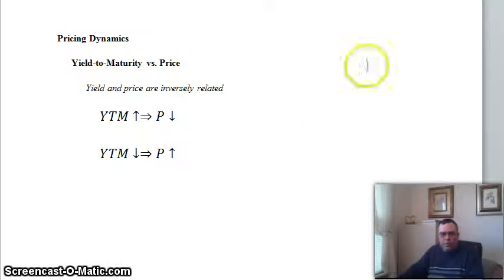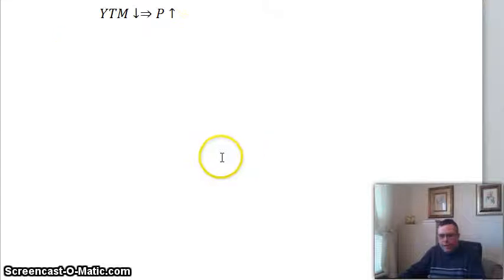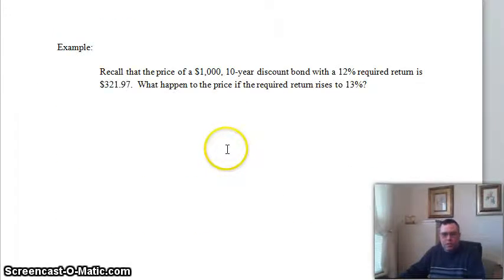For example, yield to maturity and price are inversely related, meaning when the required return goes up on a bond, its price goes down. When the required return goes down, its price goes up. Let's do an example real quick to show that. Recall that the price of a $1,000 10-year discount bond with 12% required return is $322. We did that problem earlier as an example. It asks what happens if the required return rises to 13%.